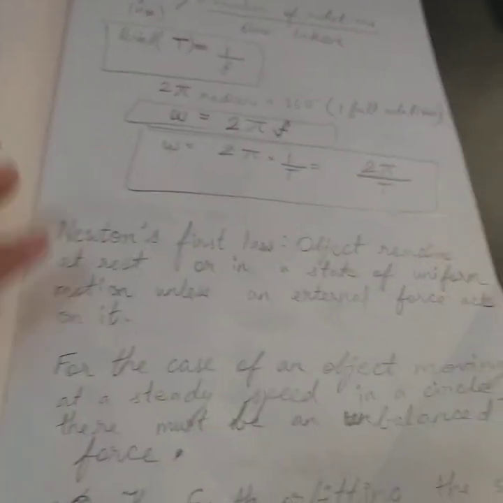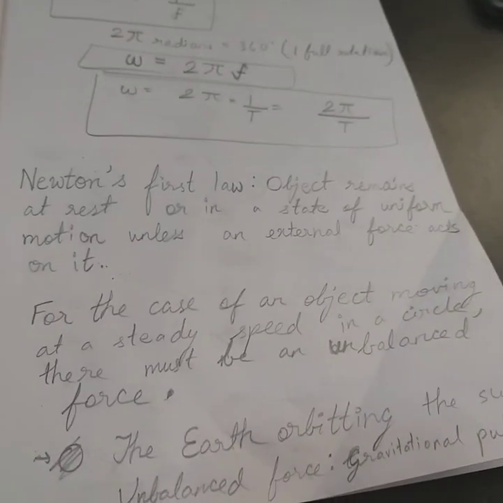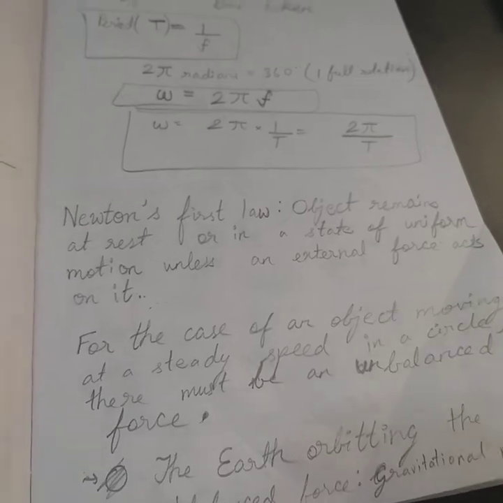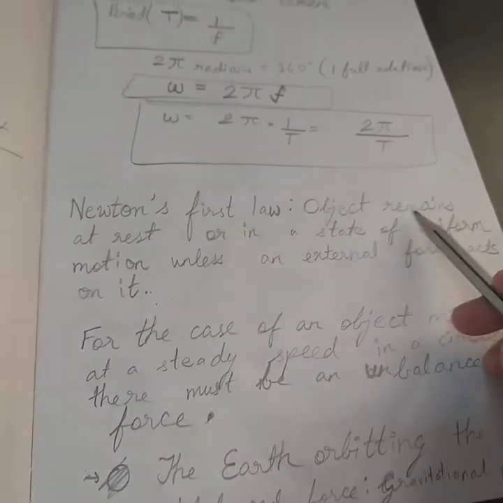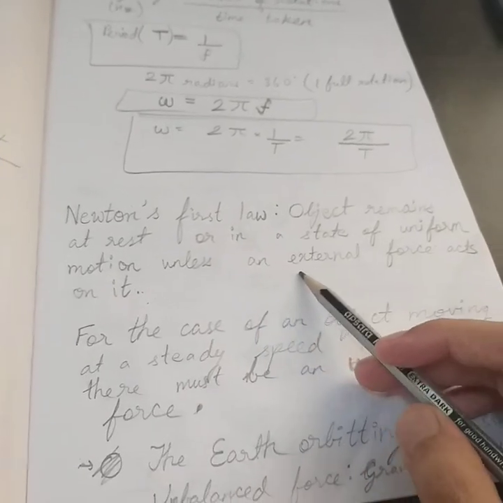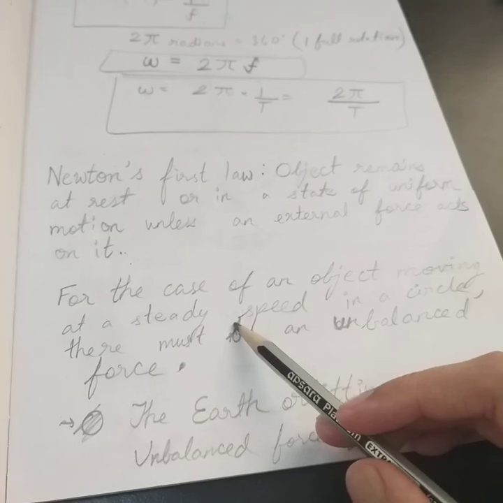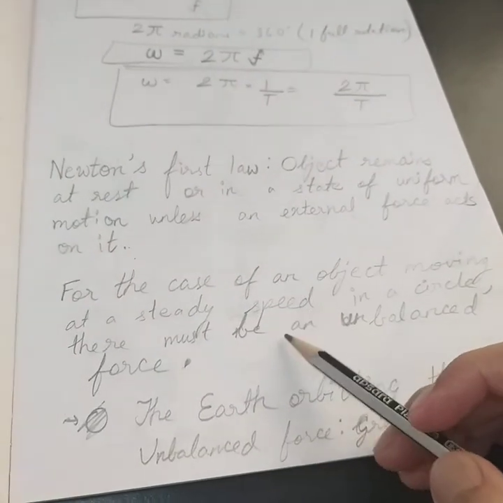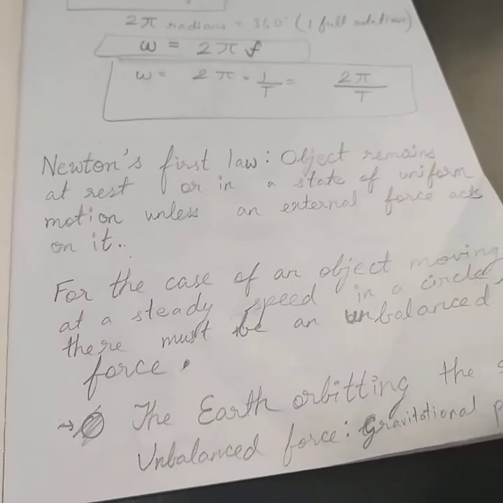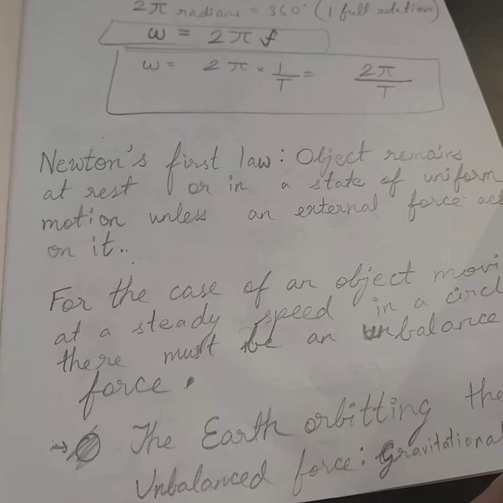So now we're going to talk about how Newton's first law is also involved in this chapter. As we know, the first law states that an object remains at rest or in a state of uniform motion unless an external force acts on it. So for the case of an object moving at a steady speed in a circle, there must be an unbalanced force.